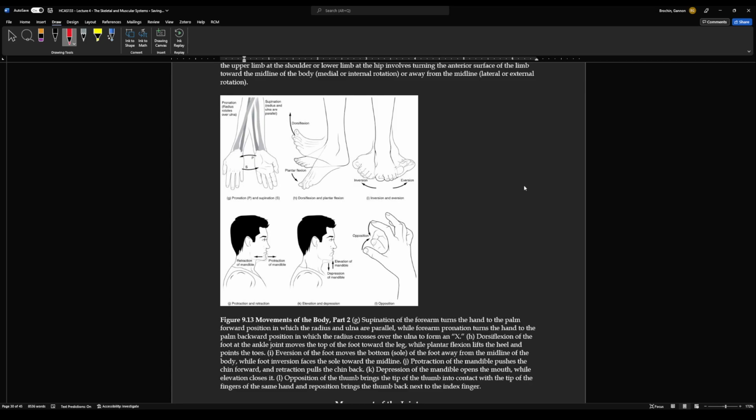Now, inversion, eversion is a little bit more of a complicated motion because it actually involves pronation and supination of the lower extremity. But in general, inversion means you're taking your ankle and moving it in such a way that the big toe is now the highest toe. And if you're everting, you're turning your ankle outwards so that your pinky toe is essentially the highest toe.